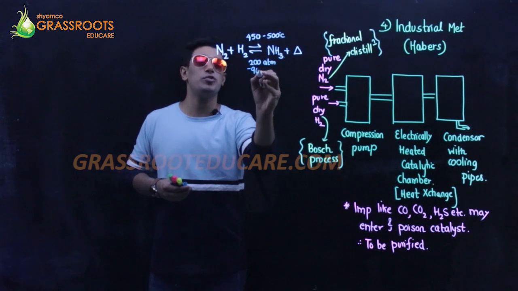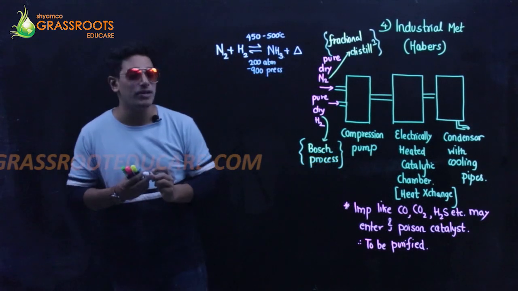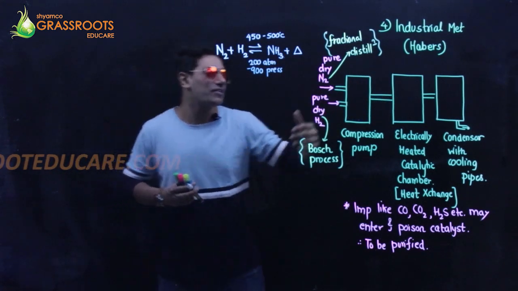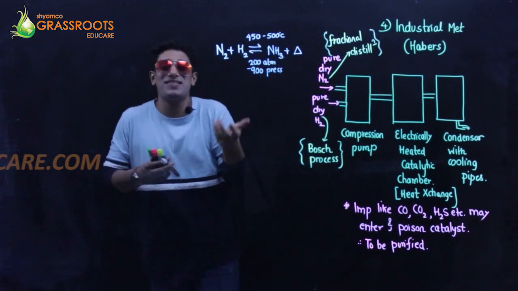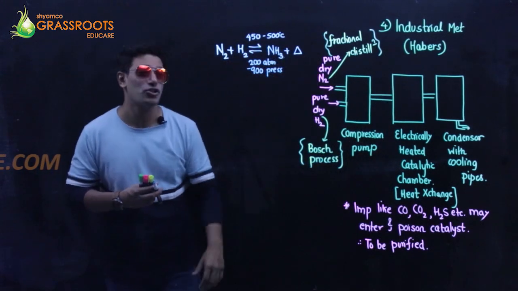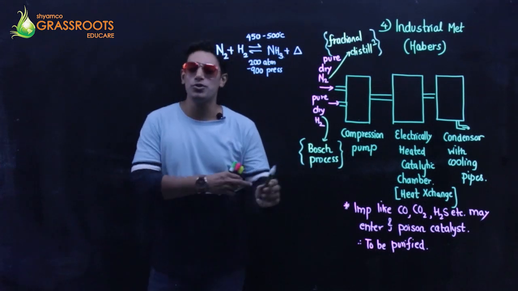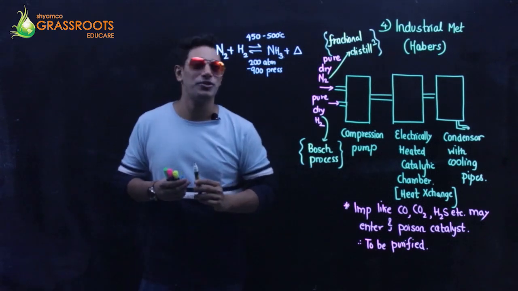They have written 200 to 900. But remember, such a high pressure cannot be applied because the machine, what do we call this, we call this a reactor, will not be able to sustain such a high pressure. Will not be able to withstand such a high pressure. So the pressure used is tentatively somewhere around 200 atmospheric pressure.